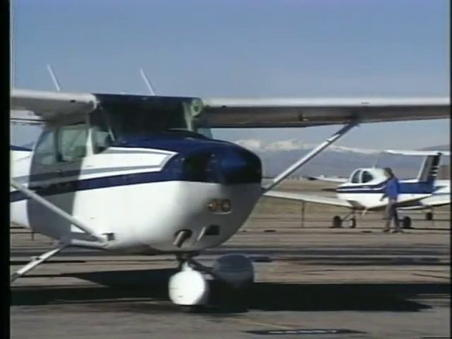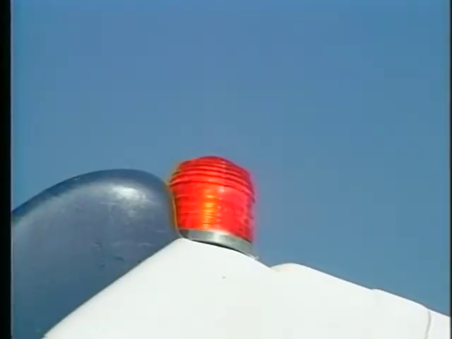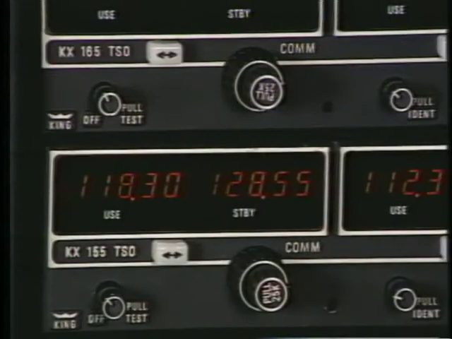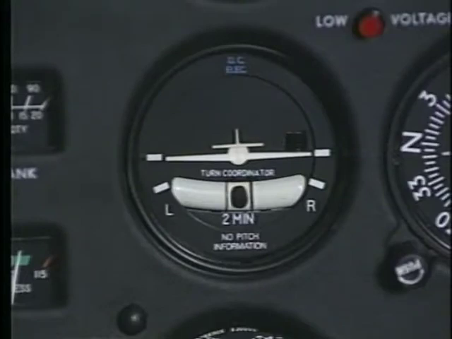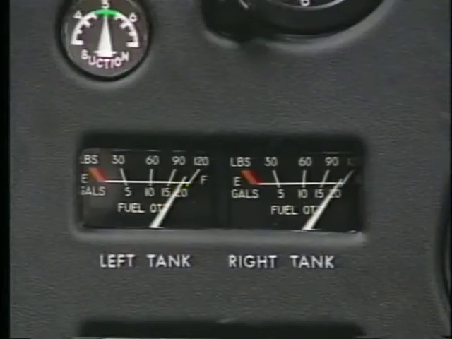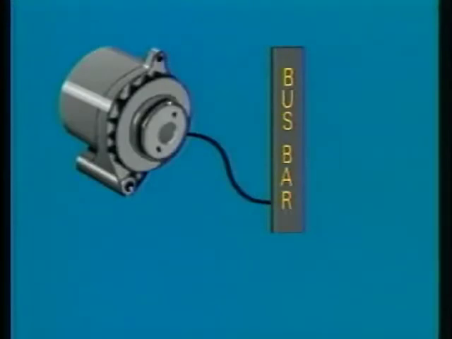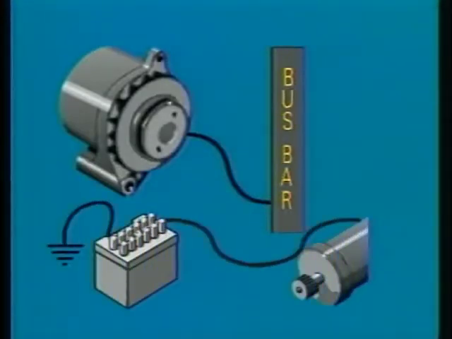This typically includes, among other things, various lights, the radios, the turn coordinator, and gauges. Another critical component in the electrical system is the battery. Although its primary purpose is providing a means of starting the engine, it also can be used in an emergency to provide limited power to the electrical components.